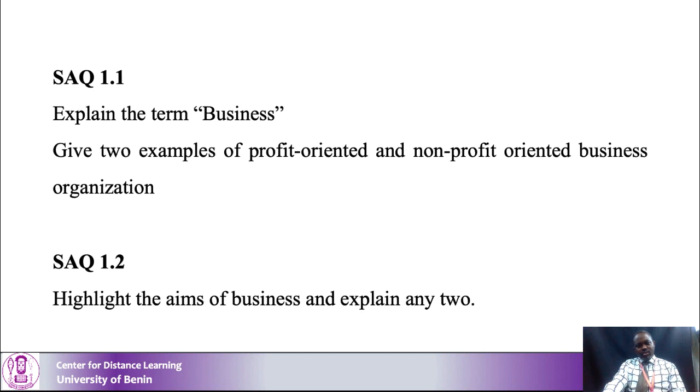Now let's look at the questions. 1. Explain the term business. Try to give 2 examples of profit-oriented business and non-profit-oriented business organization. Another thing you can do again in the second question is highlight the aim of business and explain any 2 of them.